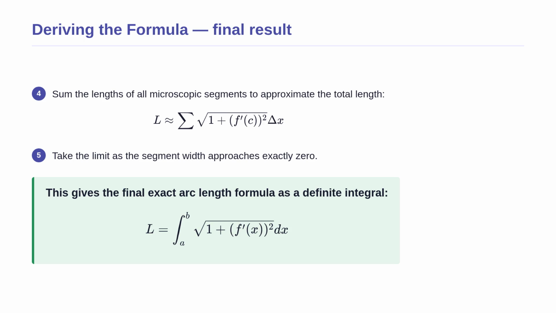Continuing our derivation, we now have the length of just one microscopic segment. To find the total length of the entire curve, we must add up all these individual segments using a summation. However, because we are using straight lines to approximate a bending curve, this sum is still only an approximation. To turn this into a perfect, exact measurement, we take a mathematical limit, shrinking the width of our segments down to exactly 0. This limit transforms our massive summation into a precise Riemann integral. And that is how we arrive at our beautiful exact arc length formula.